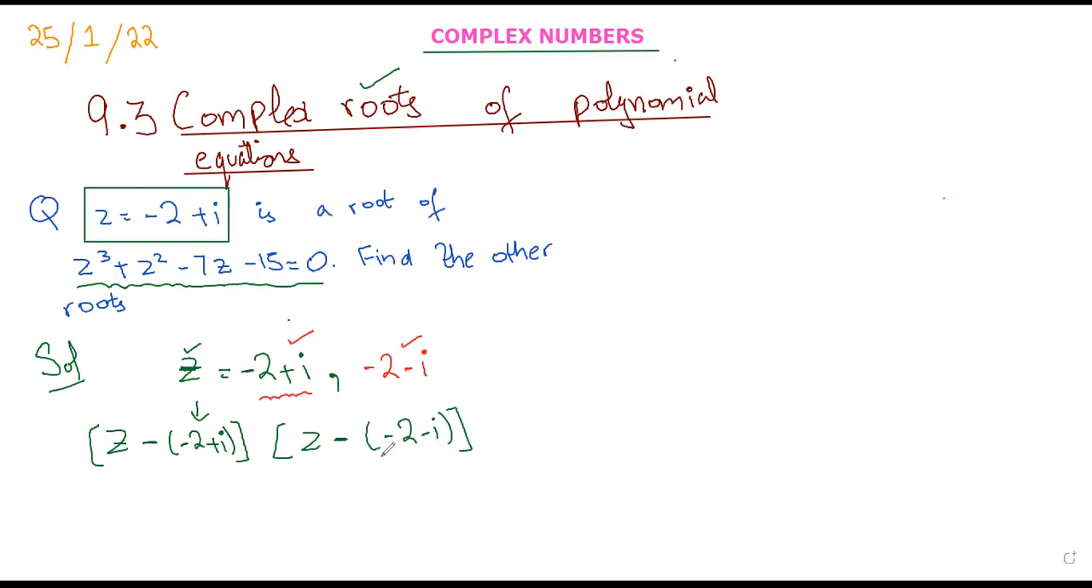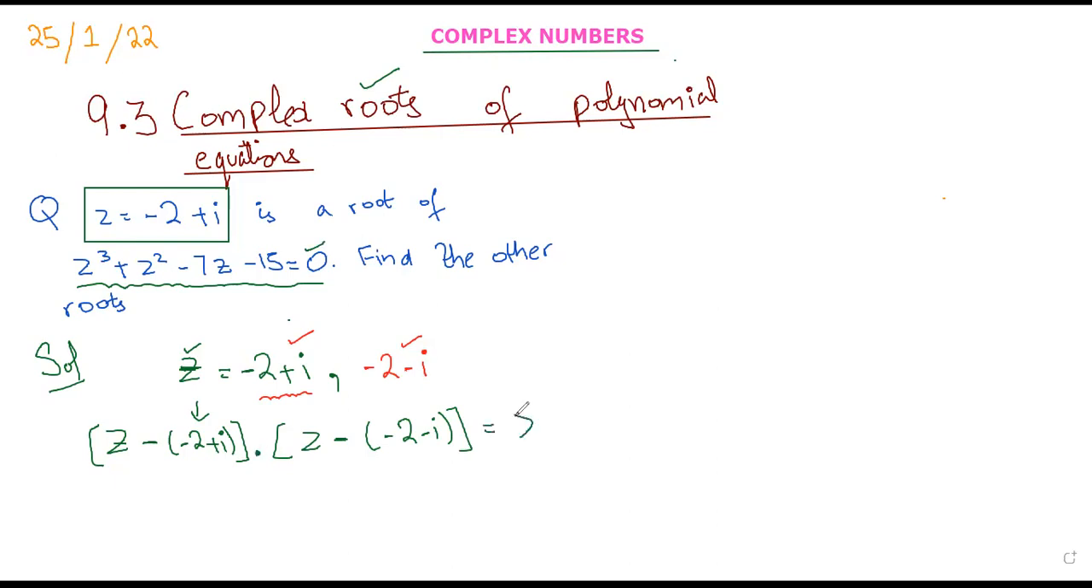So for that, let's multiply these two numbers, these two factors, and then we can divide the polynomial by the answer. Why? You'll get to know that once we divide, because you will see that things would be much easier after multiplication. Okay, so we need to multiply these two, right?